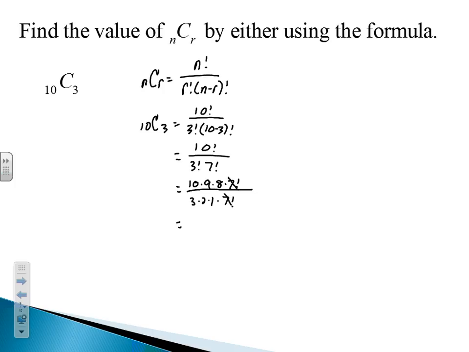So 10 times 9 times 8 is going to give me 720 over 6. So here I would wind up with 120 different combinations. So there we go. That's how the formula works.